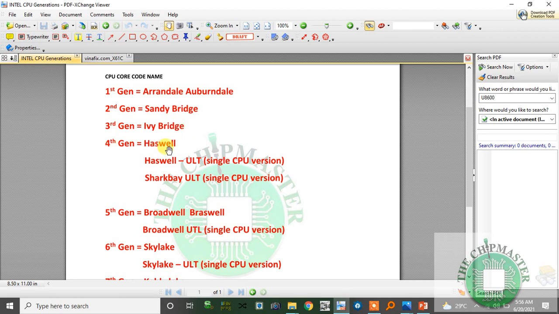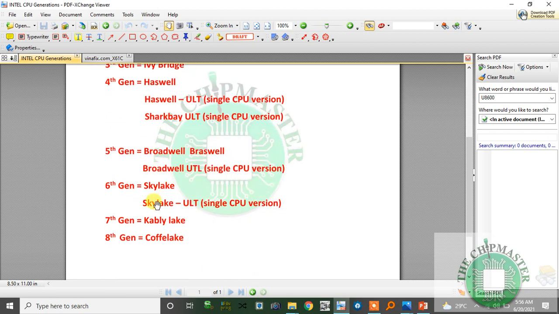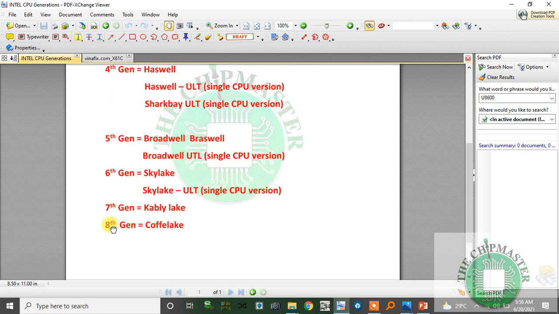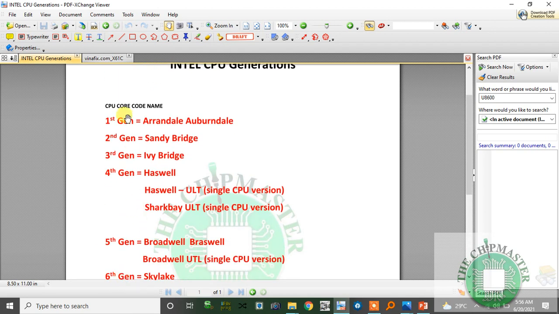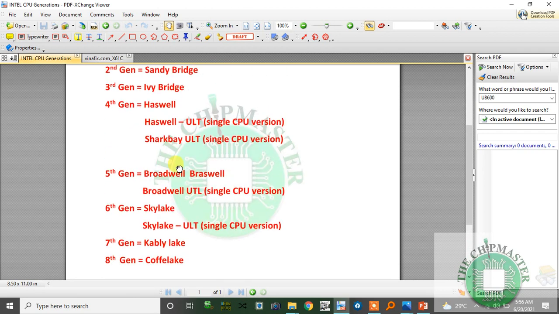We have the 4th generation, which is the Haswell. We have Haswell ULT, which is the single CPU version. We have the 5th gen, which is the Broadwell, and the Broadwell ULT, which is the single CPU. And the 6th gen, which is the Sky Lake, and we have the Sky Lake ULT, which is a single CPU version, and we have the KB Lake, and the 8th gen, which is the Coffee Lake. So these are the generations with the CPU code names. Very important to know these, so you can identify them.